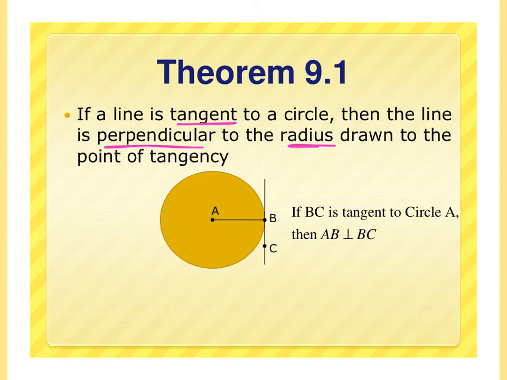And perpendicular means what? If two lines are perpendicular, they form what? Good, a right angle or 90 degrees. So when you've got a tangent line like this one and a radius like this one, then they meet at a right angle. Both of those would be 90 degrees.